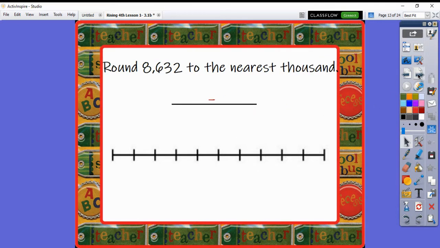All right, try this one out on your own. Round 8,632 to the nearest thousand. Press pause so that you can draw yourself a number line.